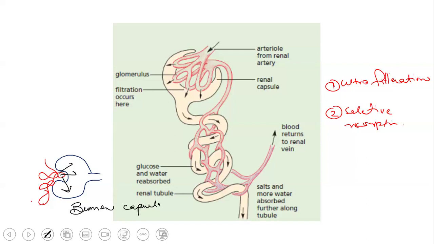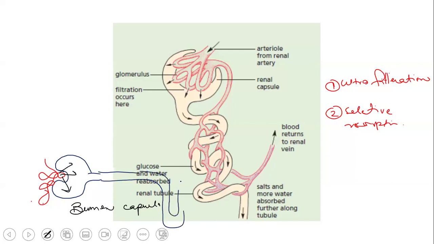So, step number two, take it back. We will take back what I need. Whatever I don't want the kidney to excrete, whatever I don't want the kidney to get rid of, I'm going to go ahead and absorb that back, right? How am I going to absorb it back?